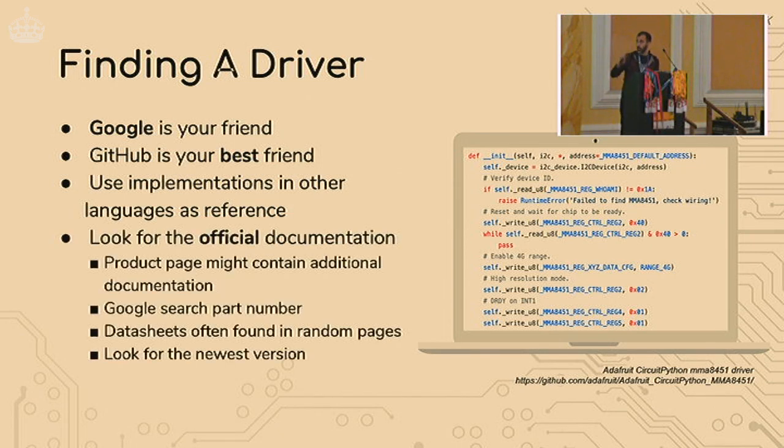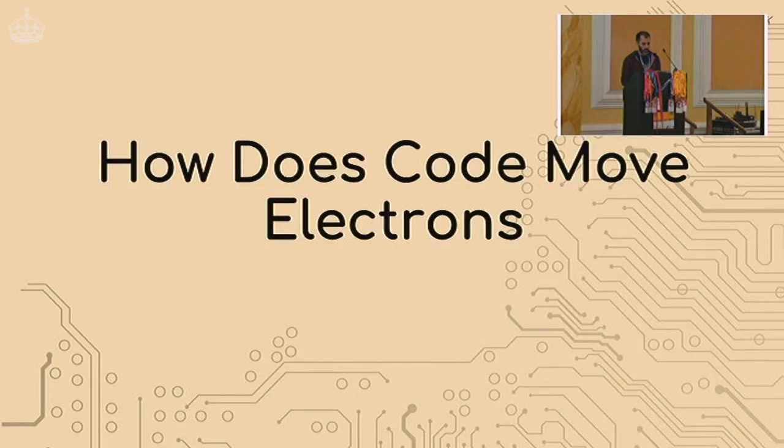But let's not forget to look at the official documentation. This is because if you go to the manufacturer website, you'll be able to find the datasheet, which is the main source of documentation for your electronic parts, but also application notes, white papers, and reference implementations. OK, so now we've got all the info that we need. But how does writing some code actually make something happen in the real world?